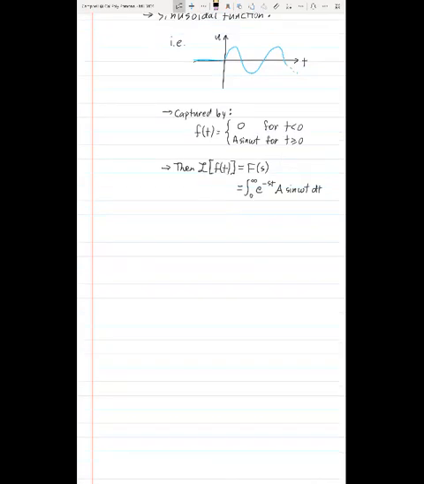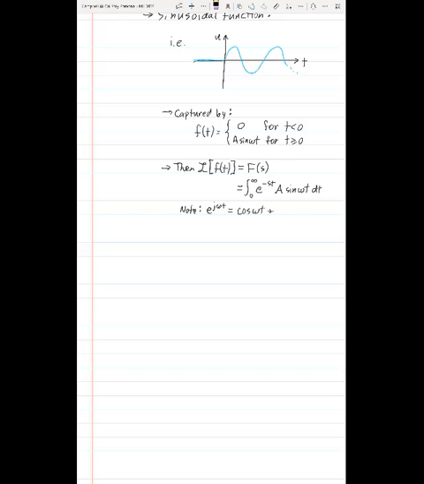Now, looking at this, we might be thinking, wow, how in the world am I going to ever work with this? I've got an exponential function multiplying a trigonometric function. Well, as we know, and this will make things a little bit easier for us, the trigonometric functions can also be expressed in exponential form. And then we just have exponential functions, and of course, we know how to work with exponential functions.